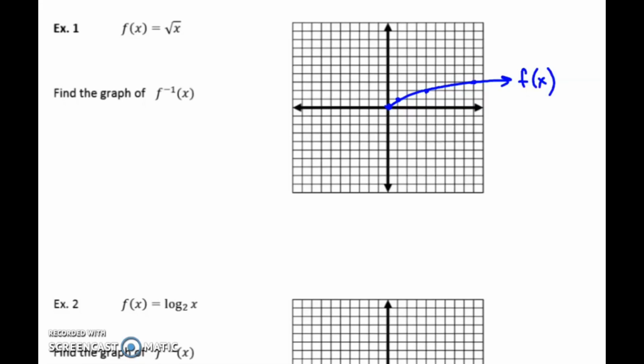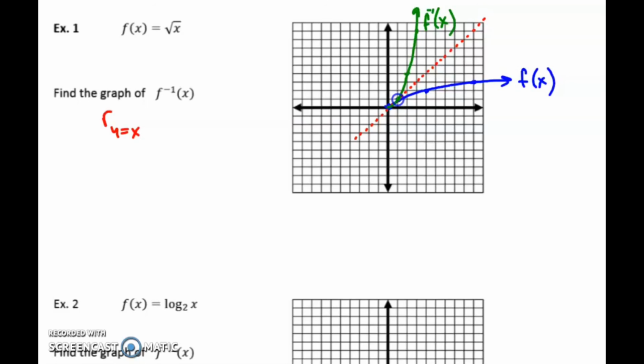I want to find the graph of f inverse of x. So remember, we are going to reflect in the line y equals x. You can do this visually. Let me just sketch that in. You could do it algebraically by taking these ordered pairs and switching the x and y. So 0, 0, 1, 1, 2, 4, and 3, 9. All right, so you end up with this graph right here, and that's going to be f inverse of x.